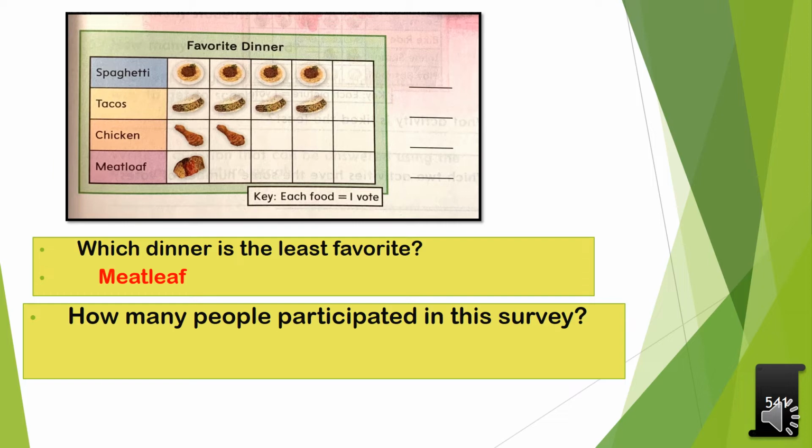The next question, it's not in the book, but follow me. How many people participated in this survey? Here I'm asking about the total number of people who have been asked to participate in this survey. So you need to count the total number of votes to give the total number of people. So you need to add 4 plus 2 plus 1. Please add, then write the number.